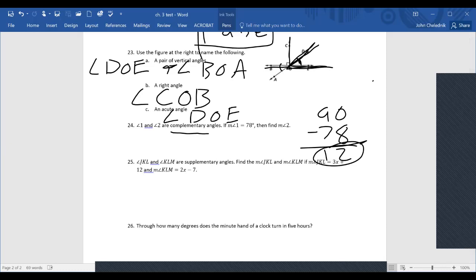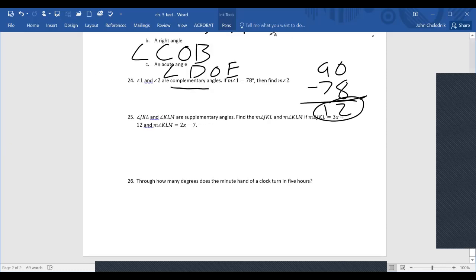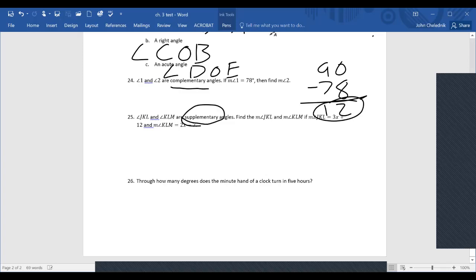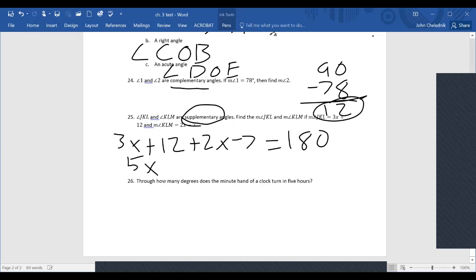Now we're on 25. It says angle JKL and angle KLM are supplementary angles. Find the measure of angle JKL and the measure of angle KLM if the measure of angle JKL equals 3x plus 12 and the measure of angle KLM equals 2x minus 7. They're supplementary. That means they add up to 180. So take 3x plus 12 plus 2x minus 7. That equals 180. Combine like terms, you get 5x plus 5 equals 180.